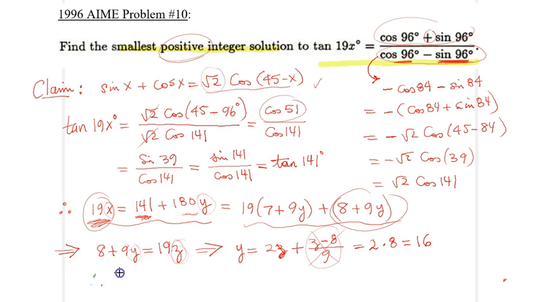And finally, going back to the original result here, therefore 19x would simply be equal to 141 plus 180 degrees times 16. And when you solve this whole thing for x, it turns out x comes out very nicely as 159 degrees. So that's the solution, and we're done.